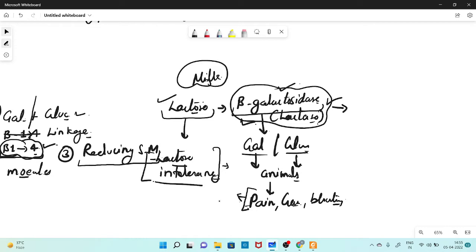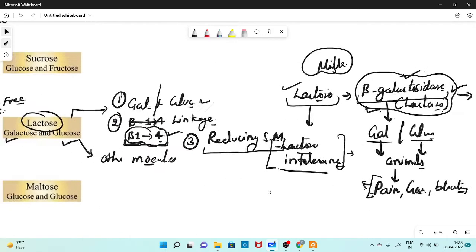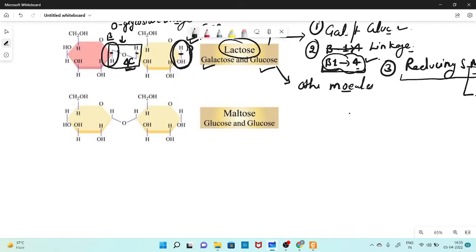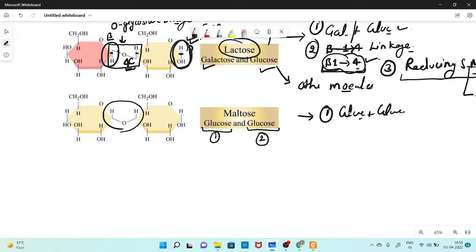So our next sugar is called maltose sugar. Maltose sugar is also a disaccharide, and it consists of glucose moieties, right? Glucose 1 and glucose 2, right? And it again has the O-glycosidic linkage. So first question answer here, this consists of glucose and glucose.